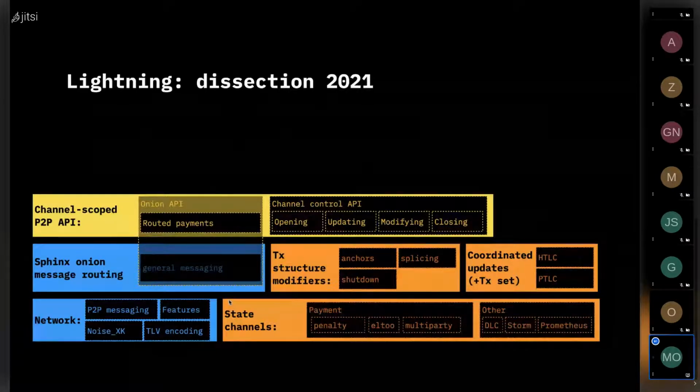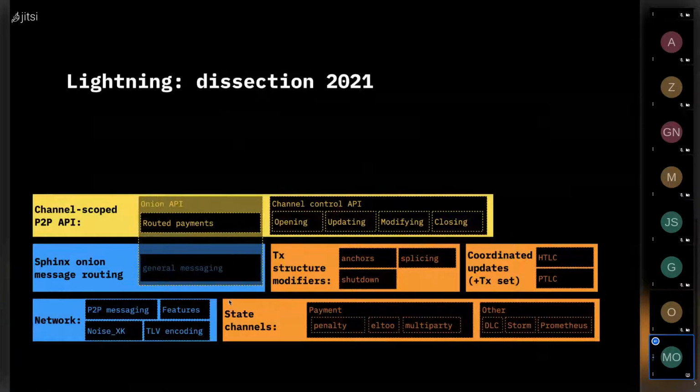So routed payments is basically an extension to generic messaging. Of course, initially we had routed payments, and then we had general messaging historically, but from the protocol design point of view, routed payments is an extension of generic messaging. And we have the Onion API, which is built, I don't remember, Bolt 5 or 6 maybe, which is another standard.